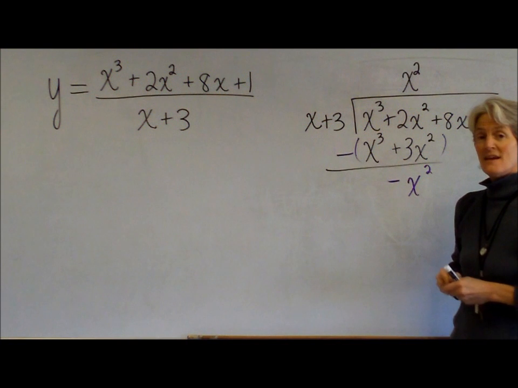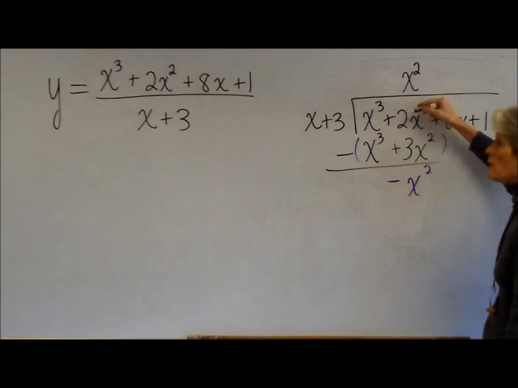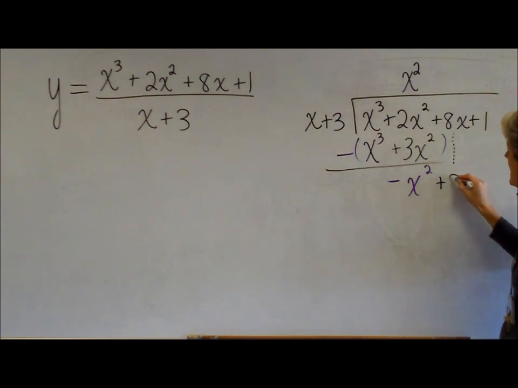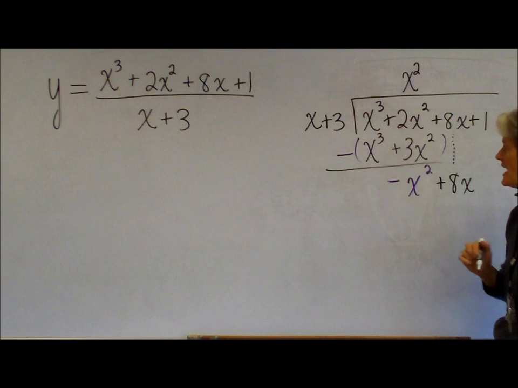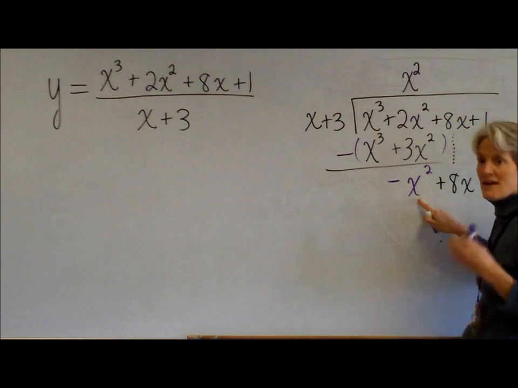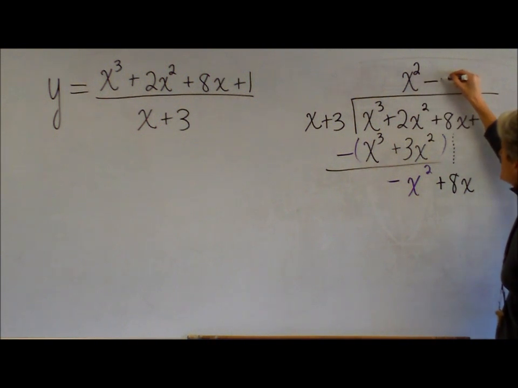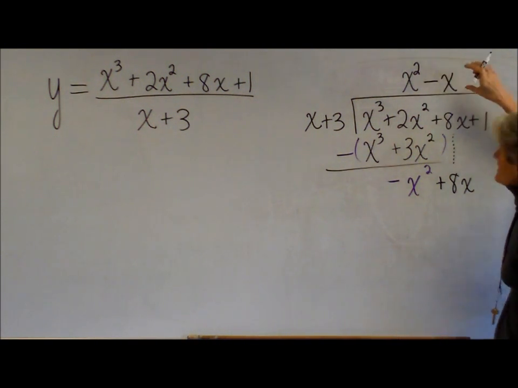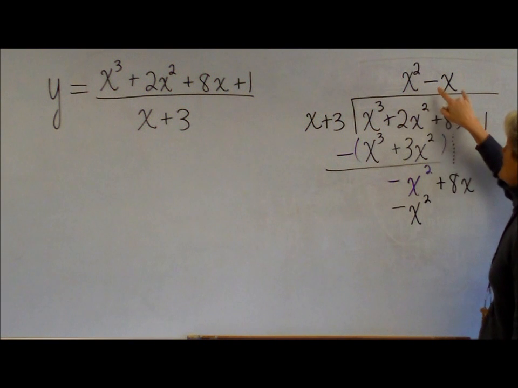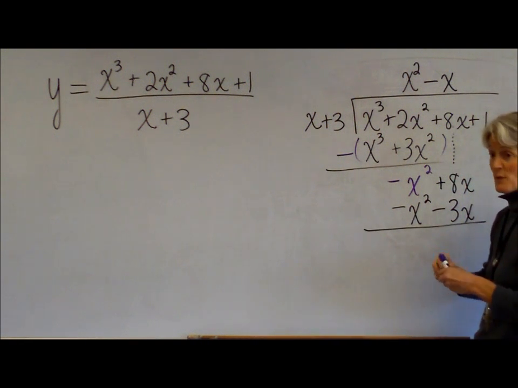You got it. Now you're just going to do the same process over and over again. If you remember this from long division, you bring down the next one, plus 8x. So now, start again. X times what equals negative x squared? Negative x. So minus x goes up here. Now I'm going to multiply negative x times x, negative x squared. Negative x times 3, minus 3x. What do I do next?